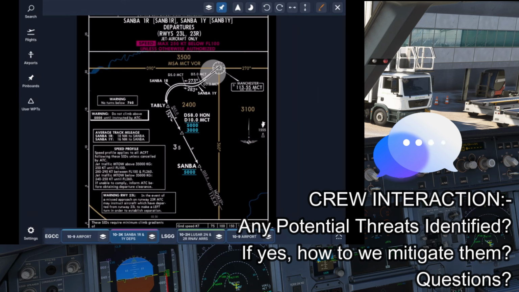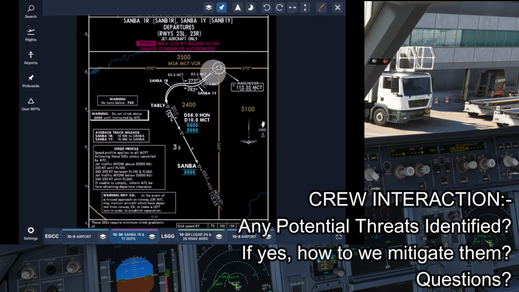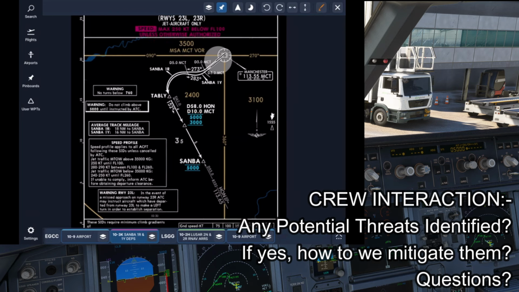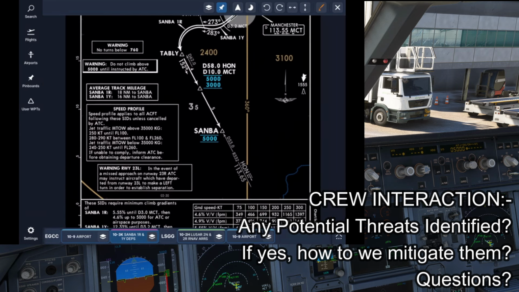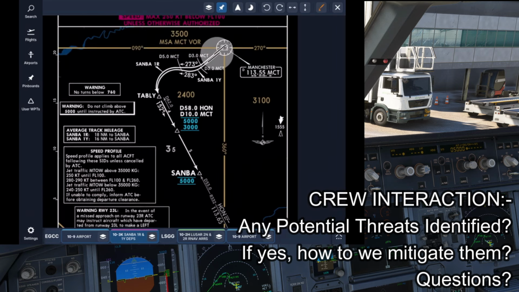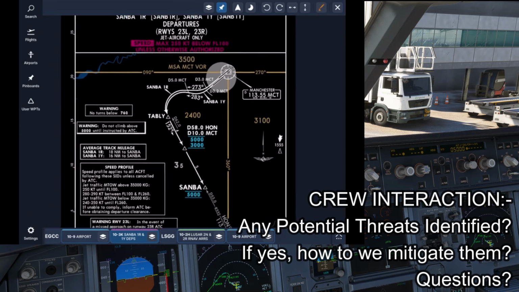Well, as I said, Manchester is pretty straightforward, probably one of the easiest places to get out of. There's a little threat there just down at the bottom on this chart saying just a warning for runway 23 left departures, which is what we're doing today. In the event of a missed approach on 23 right, air traffic control may give us an instruction to basically make a left turn just to keep clear of an aircraft potentially going round on 23 right. So that's worth just bringing into the brief, just so we know that that is a potential.